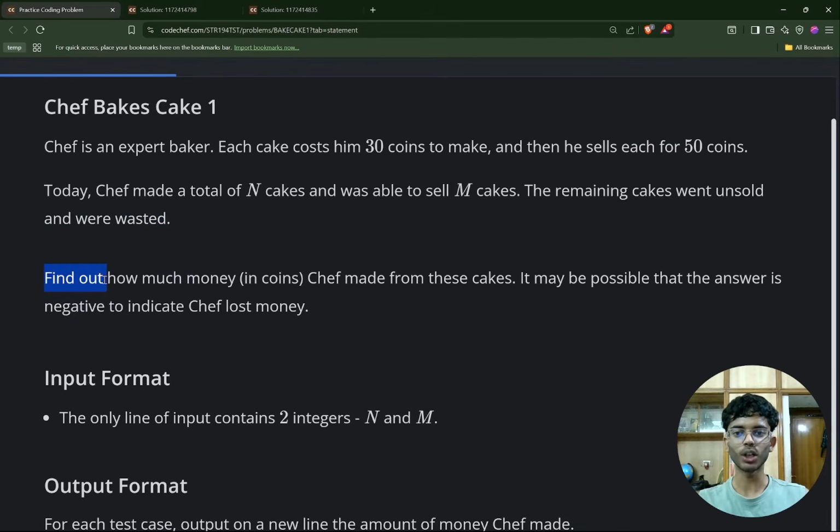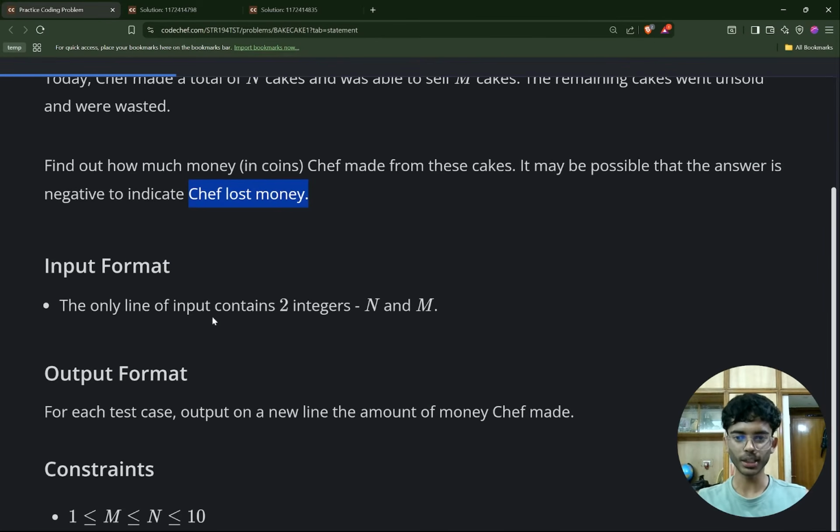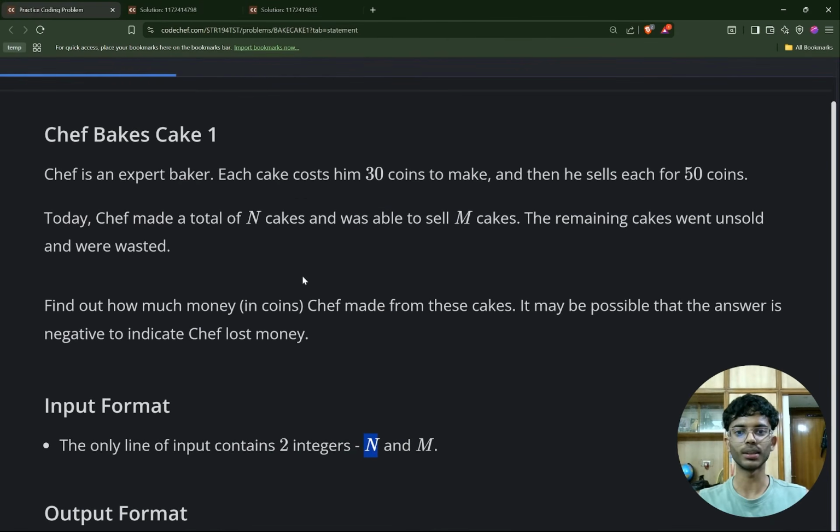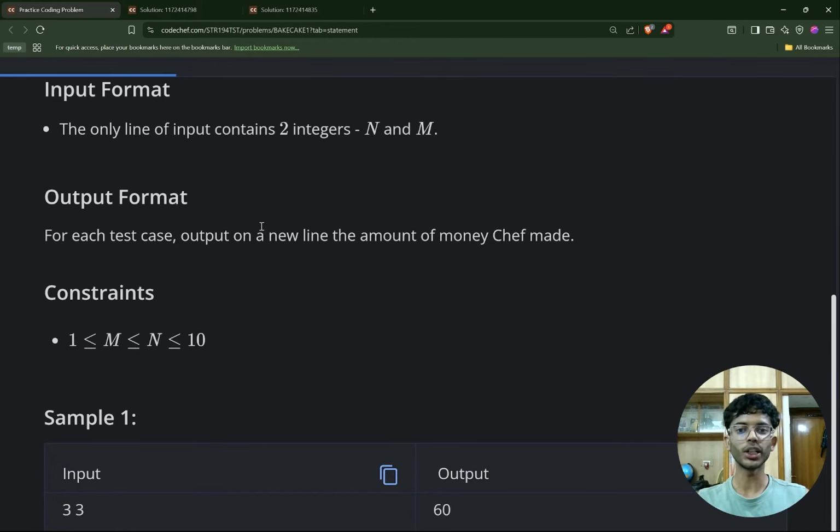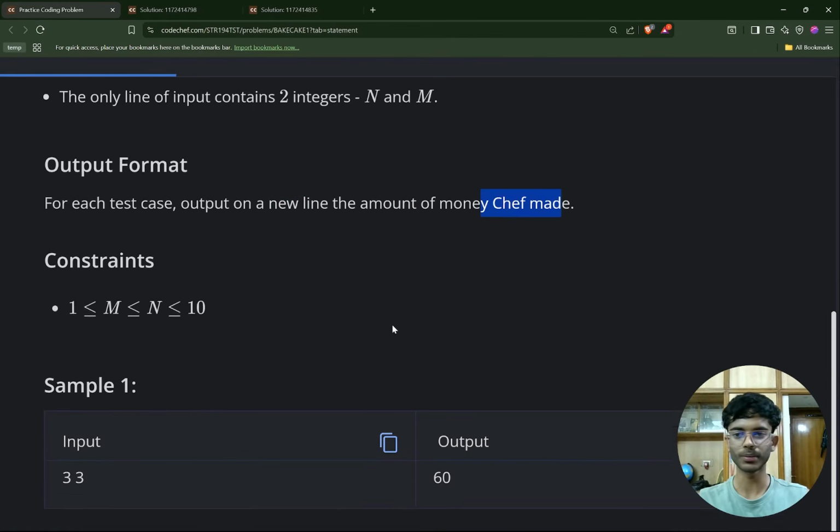Now we need to find out how much money in coins Chef made or lost from making these cakes. It may be possible that our answer is negative, which indicates that Chef lost money. In the input, we are given just two integers N and M, where N represents the number of cakes Chef made and M represents the number of cakes Chef was able to sell. In the output, we need to print in a single line the amount of money Chef made or lost.